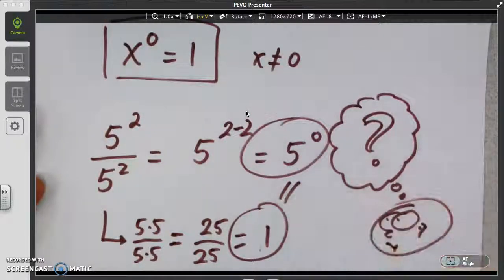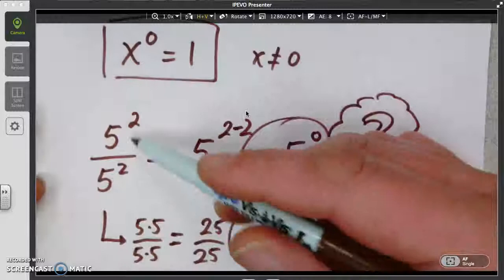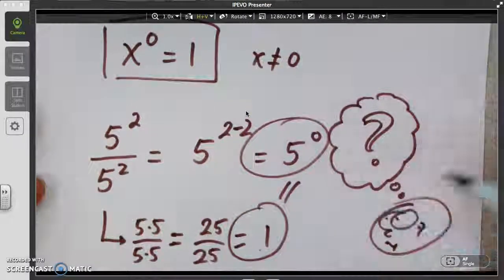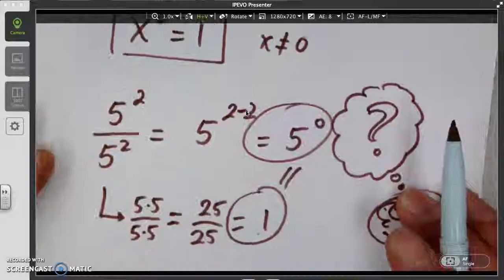Any number to the 0, other than 0 itself. If you have x to the 0, it's 1. If you have 5 to the 0, it's 1. If you have 10 to the 0, it's 1. A million to the 0 is 1.